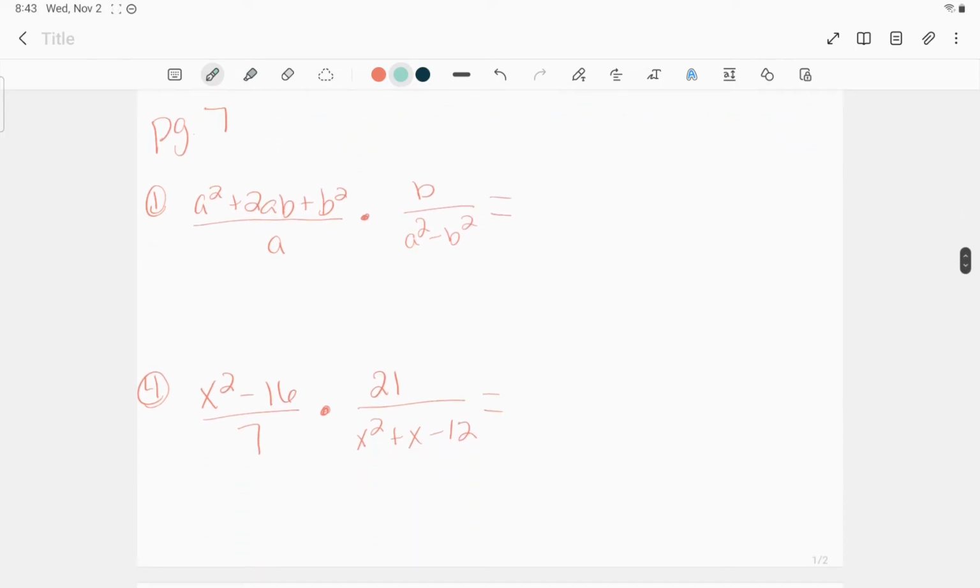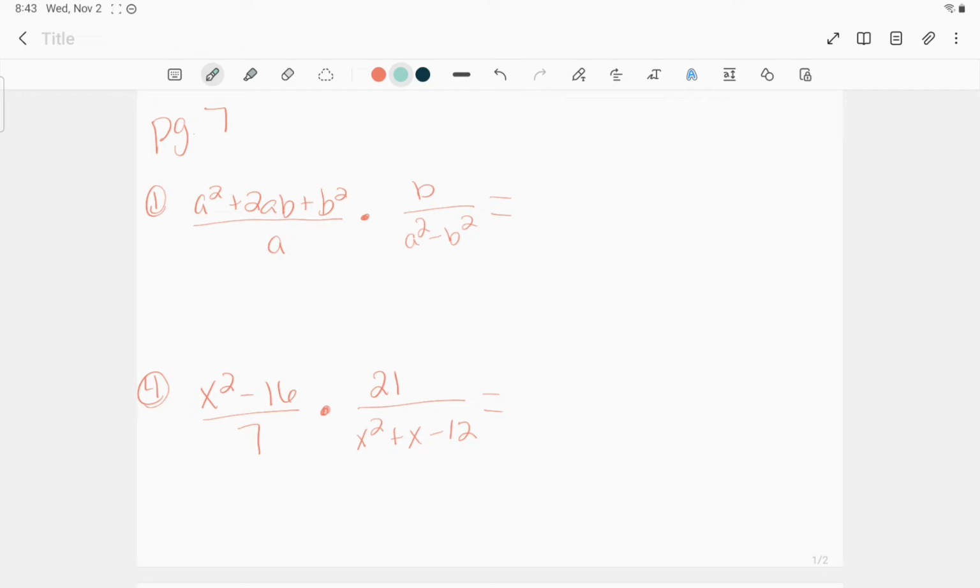So let's move on over to page 7. So this is going back into factoring your trinomials and your binomials and noticing when something is a perfect square and noticing when something is a difference of two squares. All of that is going to benefit you very much in this section.